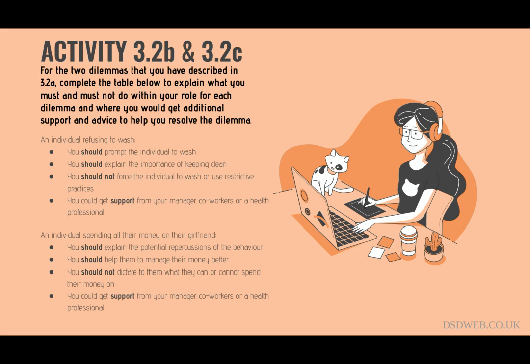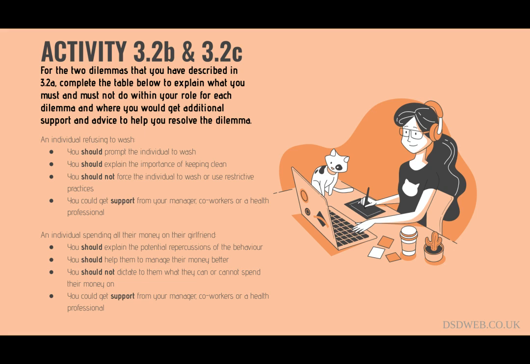For the example with an individual spending all their money on their girlfriend and not having anything left for necessities such as food, you should offer to help them to budget better and advise them on the repercussions of not being able to afford the things they need to live. Perhaps help them to put a system in place to manage their money better. You may need to obtain support from others such as your manager, co-workers or other health and social care professionals. You should not withhold their money or tell them what they can or cannot spend their money on.